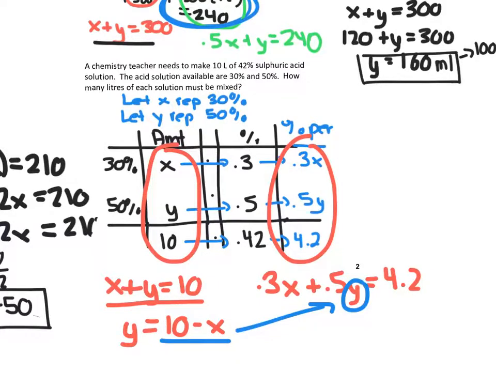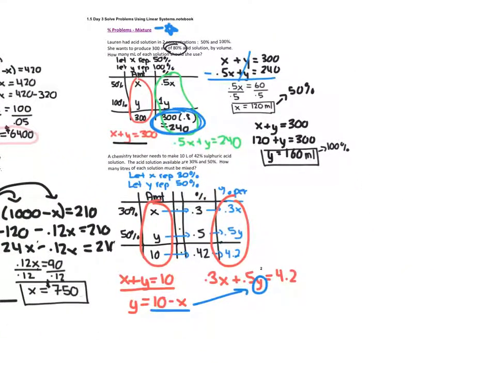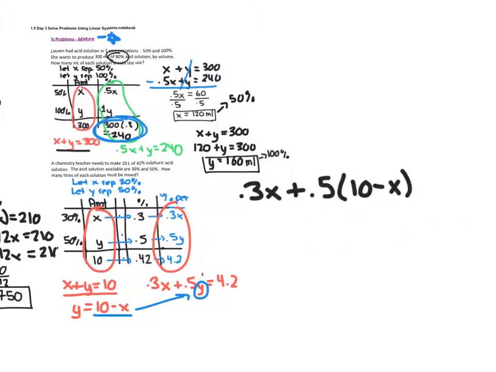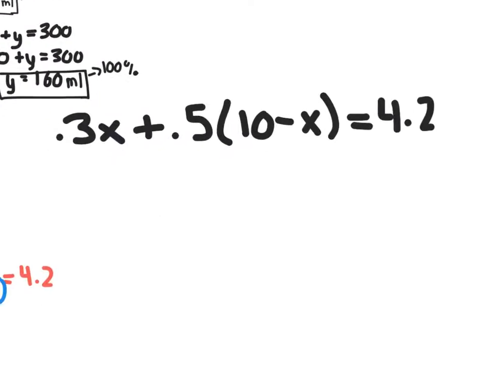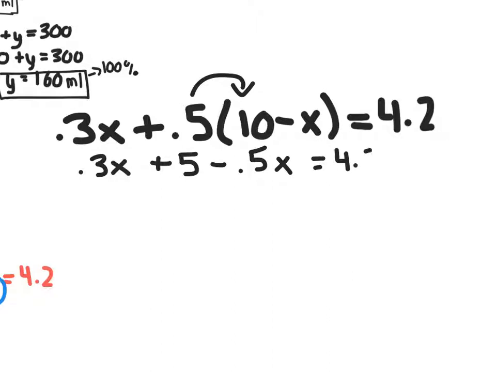So I'm just going to move over on the slide. So we get 0.3x plus 0.5, substitute in the value of y, which is 10 minus x, is equal to 4.2. And now I'm going to go about solving that. So we get 0.3x, use the distributive property to multiply in. So we get plus 5 minus 0.5x is equal to 4.2.